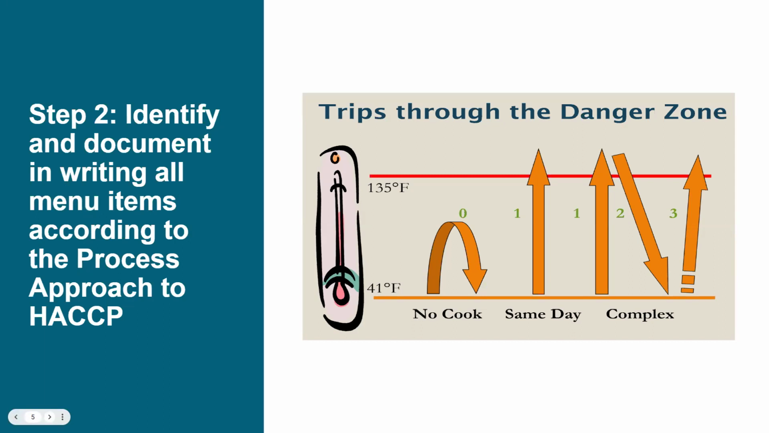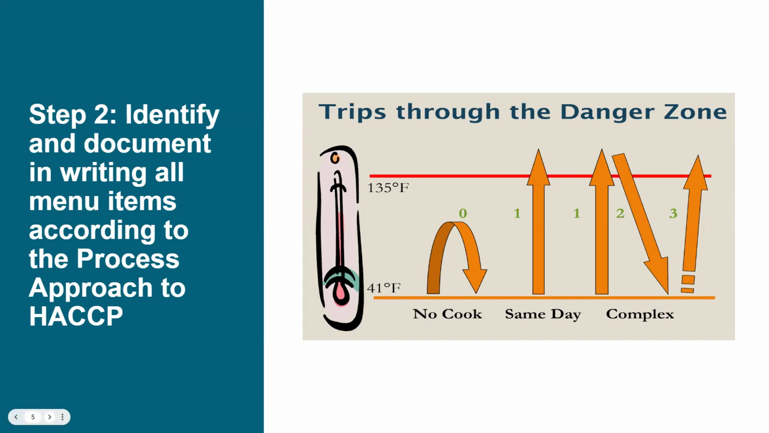The process approach to HACCP is a method of classifying food preparation into three broad categories. These categories are based on the number of times a menu item makes a complete trip through the temperature danger zone. The way food is prepared at each site determines into which of these three food preparation processes it will fall.